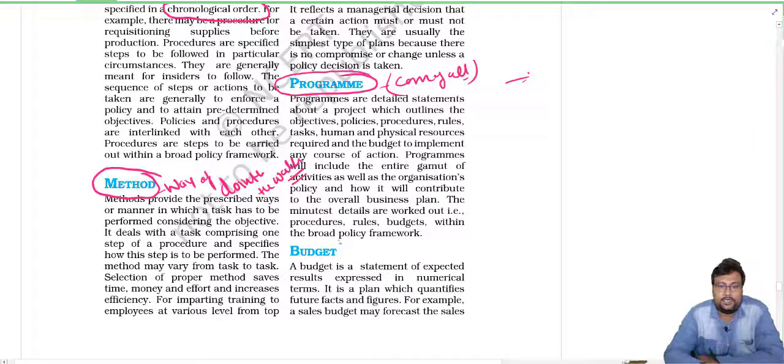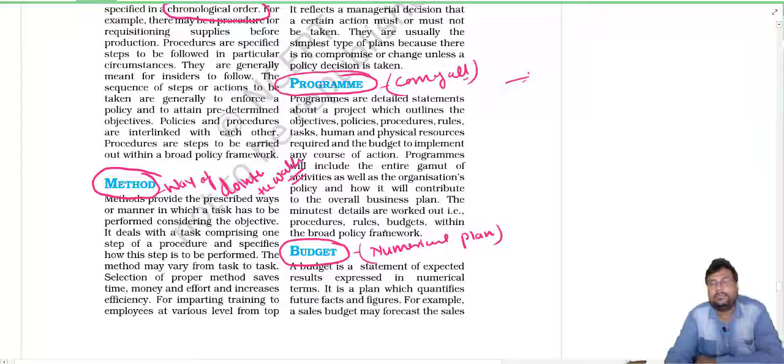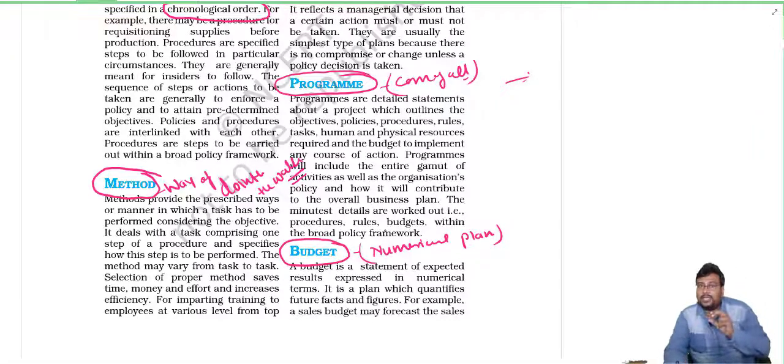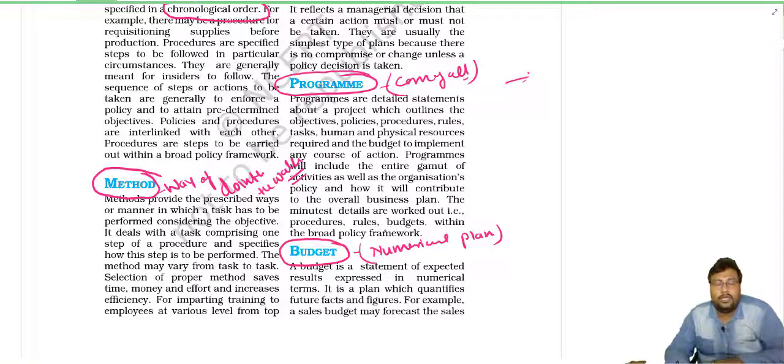And the next one is your budget. Beta, what is a budget? Budget is simple. It is a numerical plan. When plans are explained in words, it can be a method, a policy, it can be anything. But when plans are explained in terms of numbers, then it will be considered a budget.